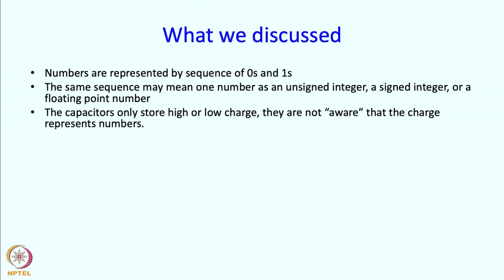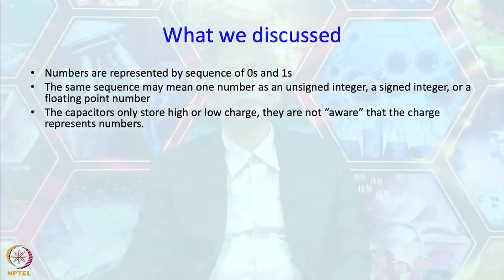Now, it's important to note that the capacitors only store high or low charges. They are not aware in any sense that the charge represent the numbers. So we have to keep track. So when we write a program, we designate a memory location, a variable, as having type int. So that is when we are telling the computer that look, please remember that what is stored in this has to be interpreted as a signed integer, or if we call the type unsigned int as an unsigned integer.